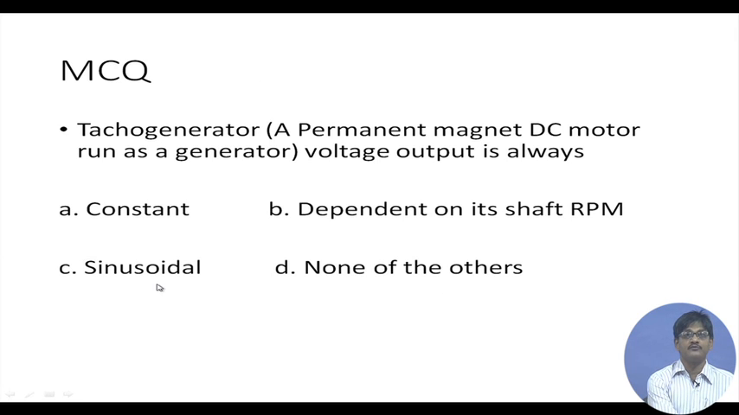The tachogenerator voltage output is sinusoidal always? Definitely not, because it depends upon the angular velocity, and the angular velocity does not have any reason to always be sinusoidal. So, C is also not correct. None of the others: this is also not correct, because we have found that B is definitely correct. So, the answer to this is B.